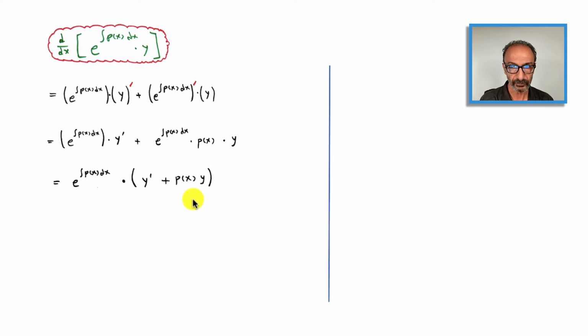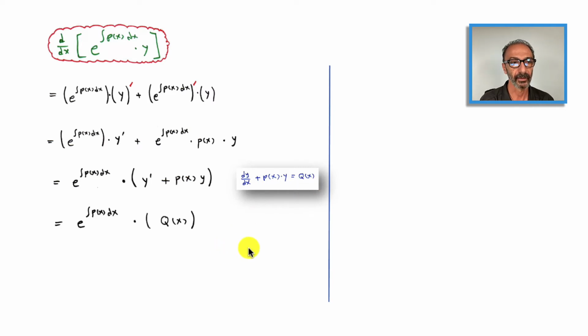Now, this expression inside, y prime plus p of x y, is the first order linear differential equation, which was given to us as being defined to equal q of x. So we're going to replace what is inside the parentheses here with q of x. So e to the power integral of p of x dx times q of x is our answer.